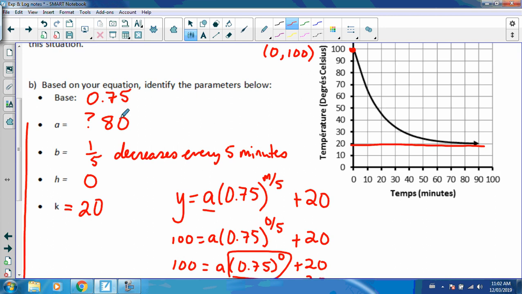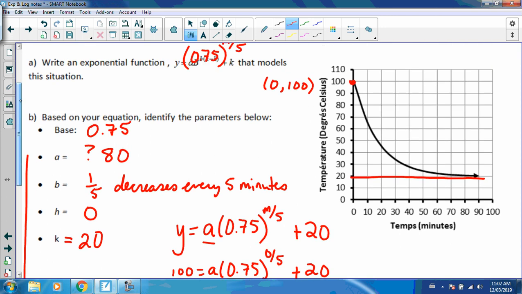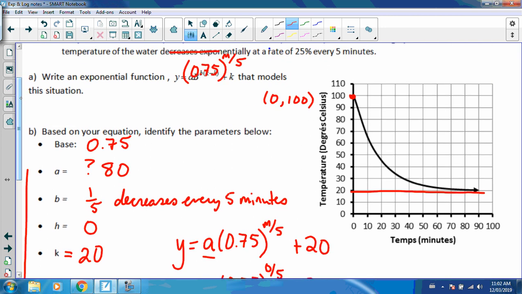Okay, and now we have all of the components to be able to write the equation. So I would say y equals 80, my base is 0.75, to the power m over 5, plus 20.